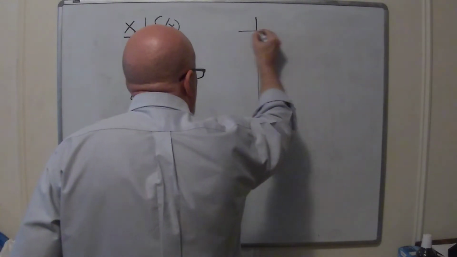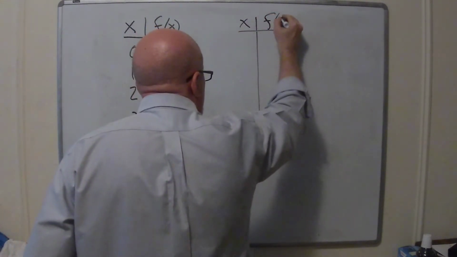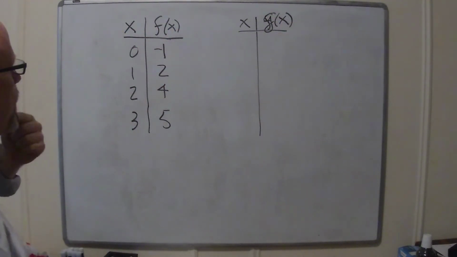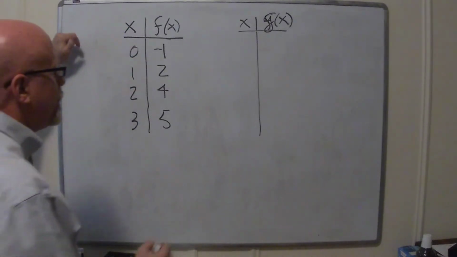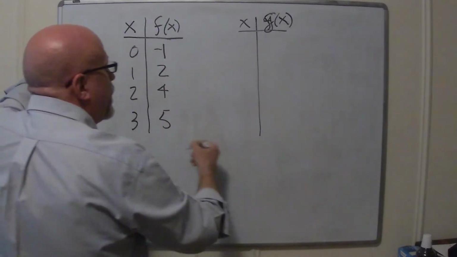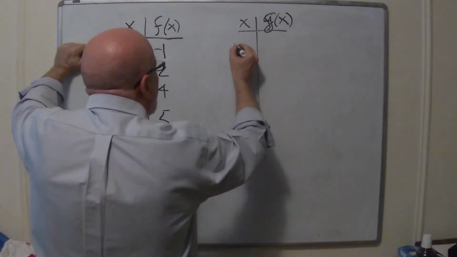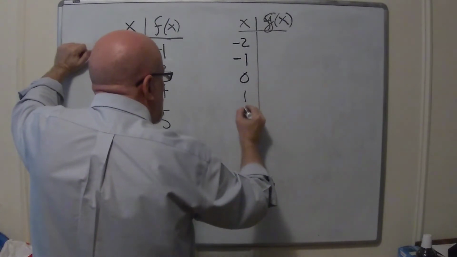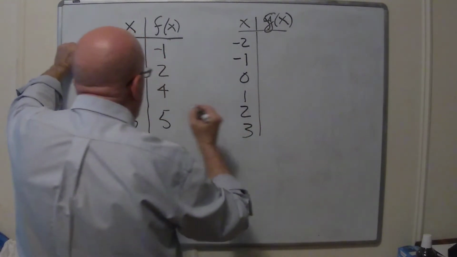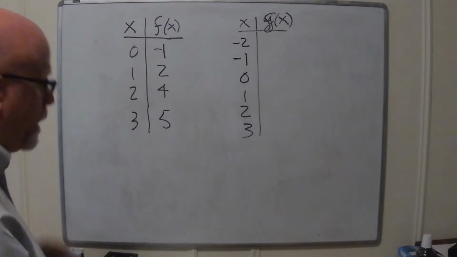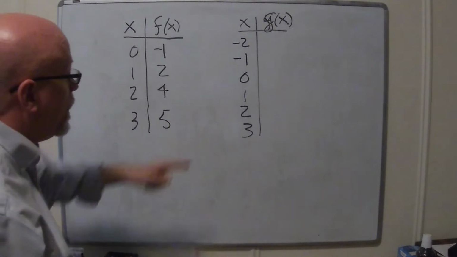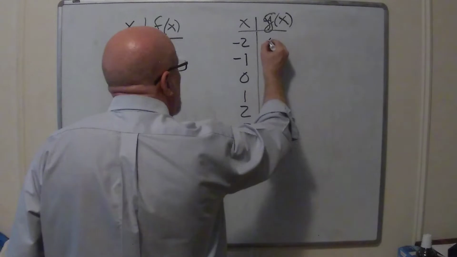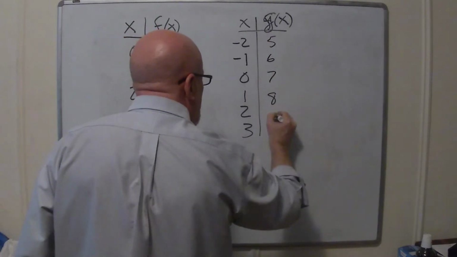And here's a table for G, x, oh, sorry, G of x. I'm going to be a little more expansive on G, because I need to be. I accidentally spread these out a bit. But, -2, -1, 0, 1, 2, 3. And again, I'm just going to make up numbers. As long as I don't have repeats in the x column, it's cool. You can have any values you want on the left. So 5, 6, 7, 8, 9, 10.